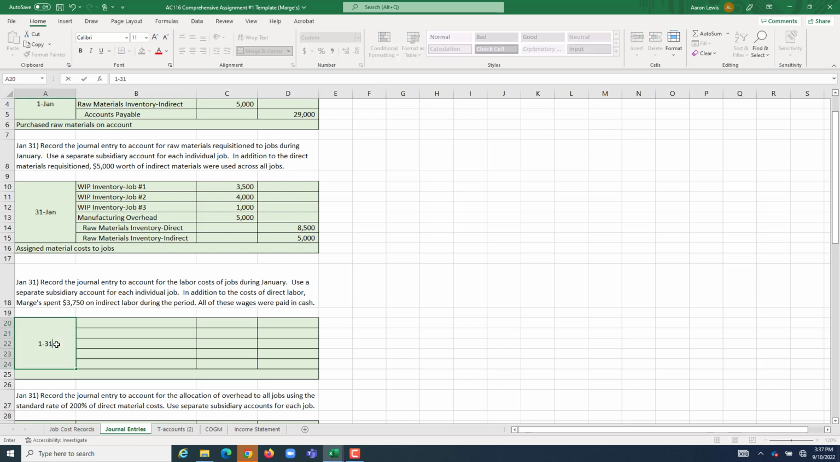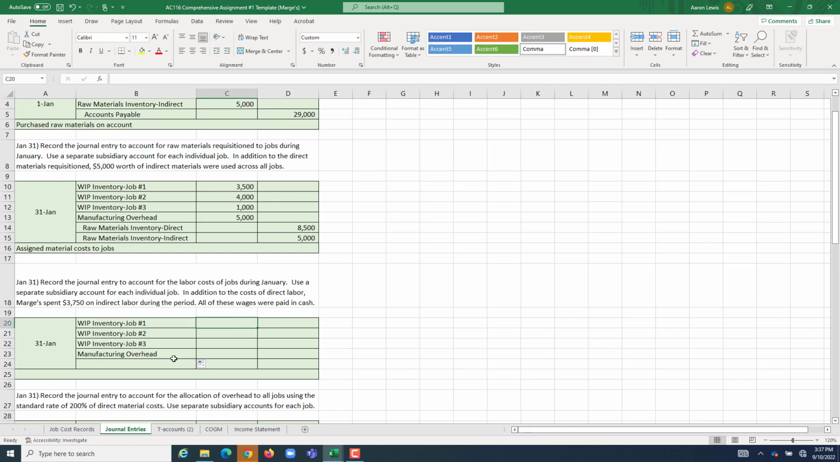So on 1/31, just like we had above, we're going to need a debit to WIP inventory job 1, 2, and 3. I'm going to hit equals, click on WIP inventory job 1 from the entry prior, hit enter to bring that down, and then I can use the fill handle by going to the bottom right corner, waiting until my cursor turns black, and dragging down, and it's going to drag down those other two. And I want manufacturing overhead as well. There we go. We're going to have a debit to all these accounts equal to the cost that was put into those accounts, or the cost of indirect labor, which needs to be put in the manufacturing overhead pool.